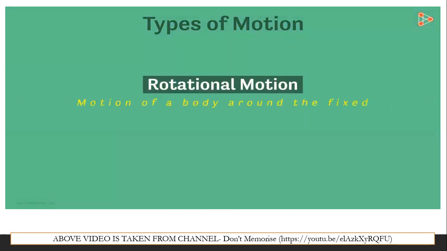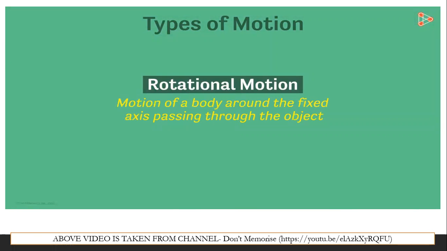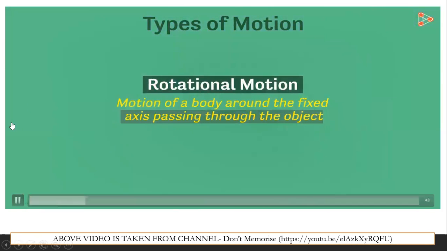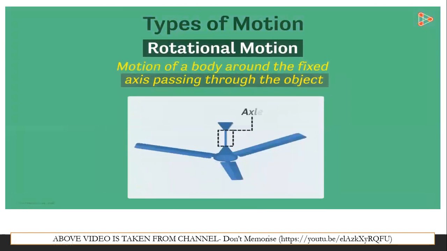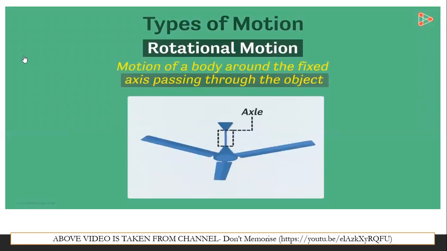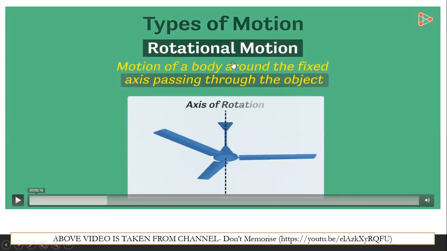It is the motion of a body around a fixed axis which is passing through the object. This is important. The axis has to pass through the object. An example of rotational motion is a ceiling fan rotating along its axle. So you see that if I draw a hypothetical line called the axis, rotational motion means anything which is not moving from its side but it's revolving, right?